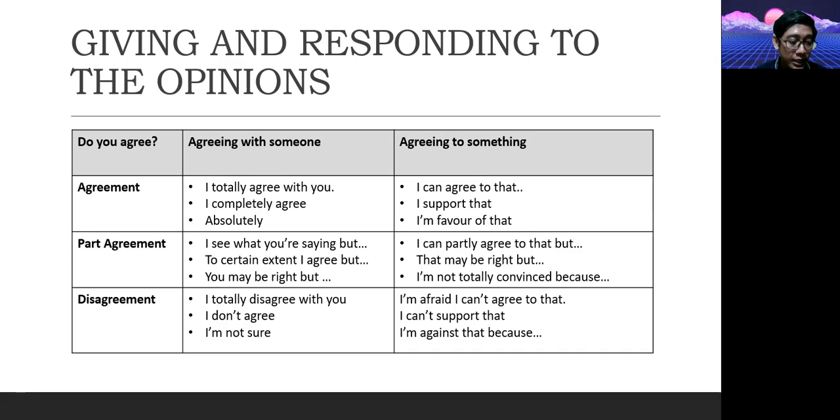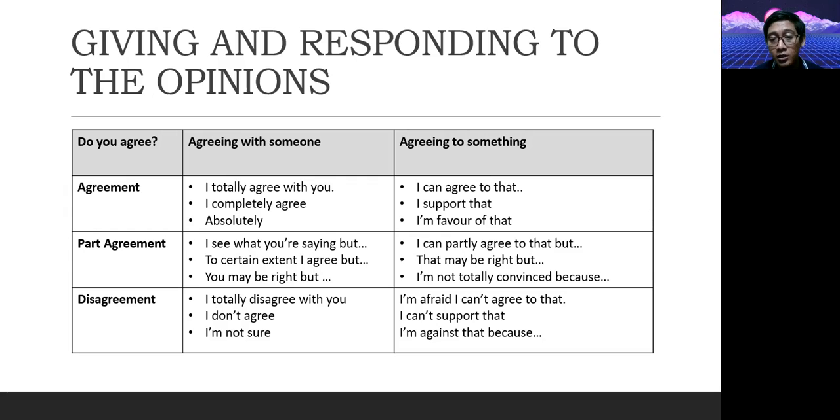Now, when we partly agree with someone or something, we can use these expressions. The first one, for someone: I see what you are saying, but, which shows that you partly agree with someone. The next ones are: to a certain extent I agree, but, and you might be right, but, which show that you half agree with that person.